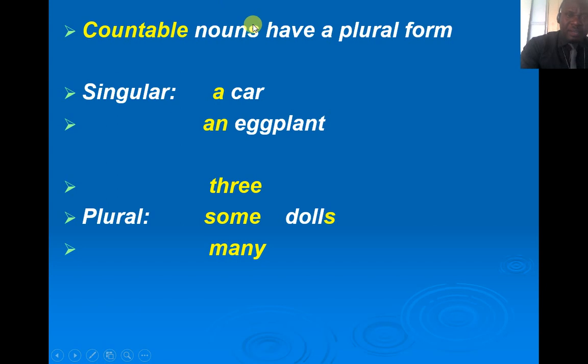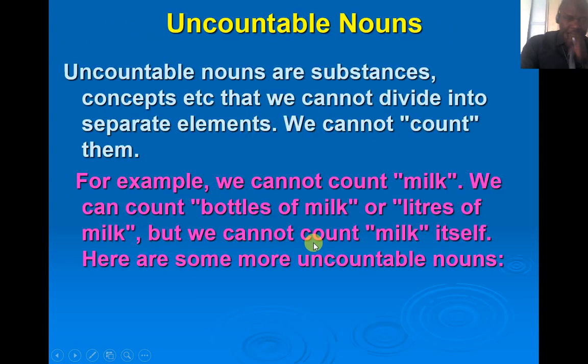A countable noun has a plural form. This is the singular form. We have a car and then an eggplant. Now when we talk about the plural form, we can have 3, some, many. Okay, so 3 dogs, some dogs, many dogs. Now, countable nouns, that's what we're actually dwelling on more between the two topics.